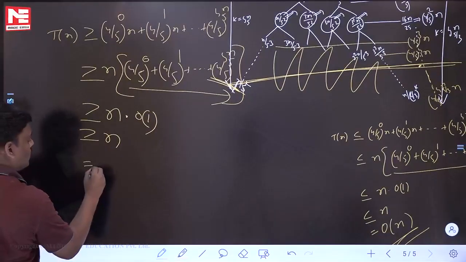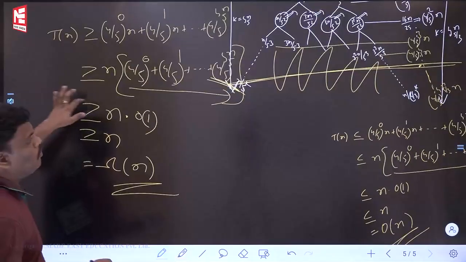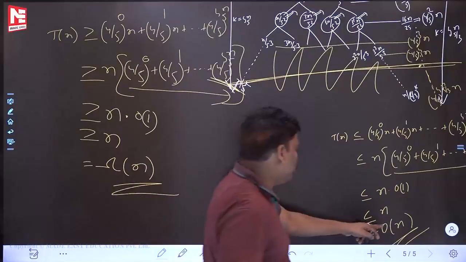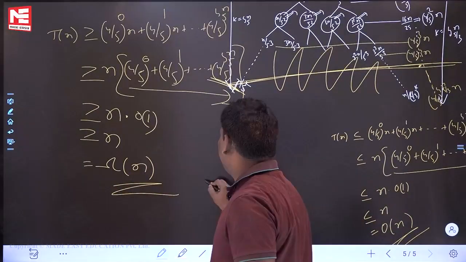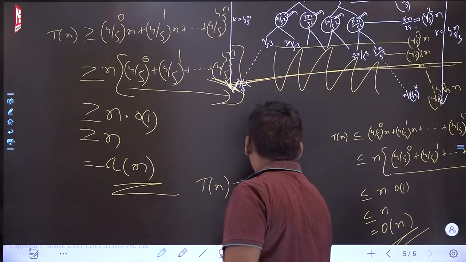Finally, what will the answer go to? Omega of n. So can you help with this problem: lower bound n, upper bound also n. So I think upper bound and lower bound both are the same. You can write theta also. Tn is equal to theta of n. Upper bound also n, lower bound also n.